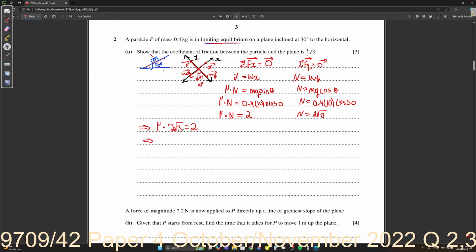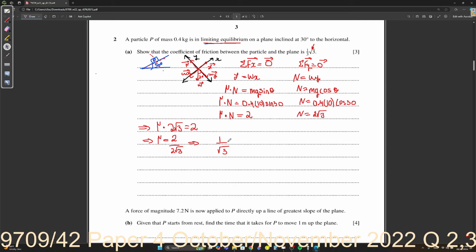Then divide by 2 radical 3 on both sides, you're going to get mu is equal to 2 over 2 radical 3, which is 1 over radical 3. And if you put this on a calculator, by the way, it's going to give you radical 3 over 3. They're saying show that it's equal to this. People are going to be like, yo, wait, I got this, I definitely got the wrong answer. No, you didn't. Don't panic.